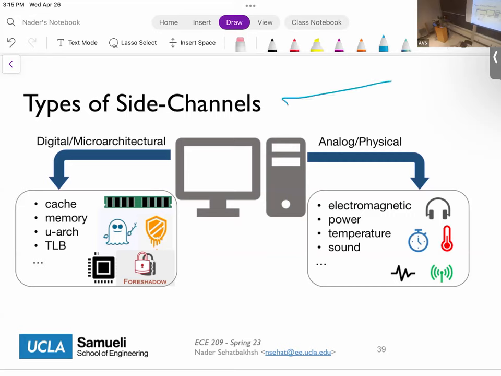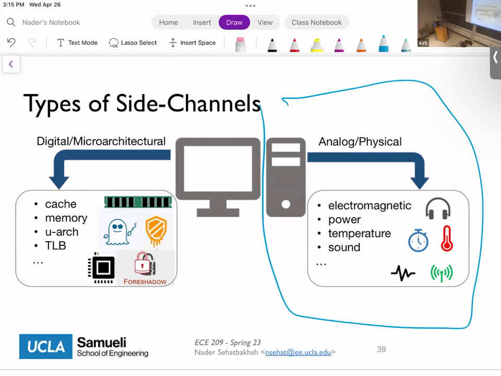Okay? I'm going to focus first on this group of side channels in this lecture. Probably we won't be able to finish it, but we're going to finish that on Wednesday next week, and I'm going to switch into digital side channels. Okay?